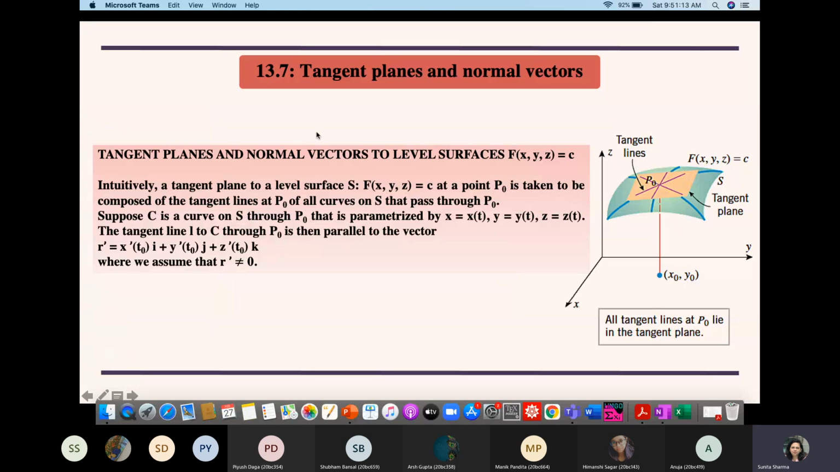This is the next section which we are doing, tangent planes and normal vectors. I hope the screen is visible to all.